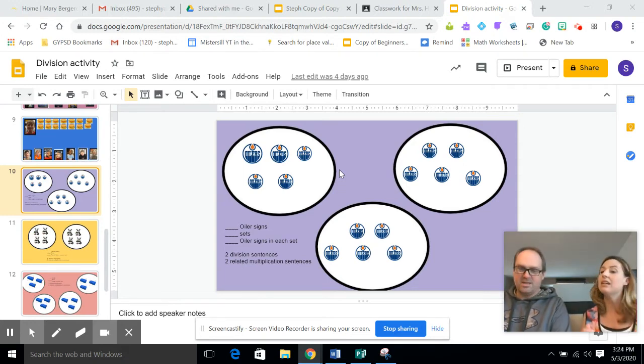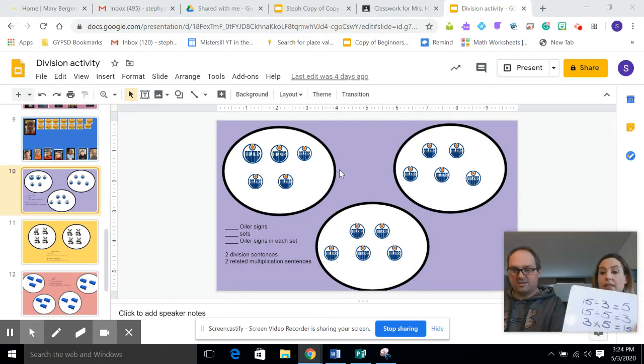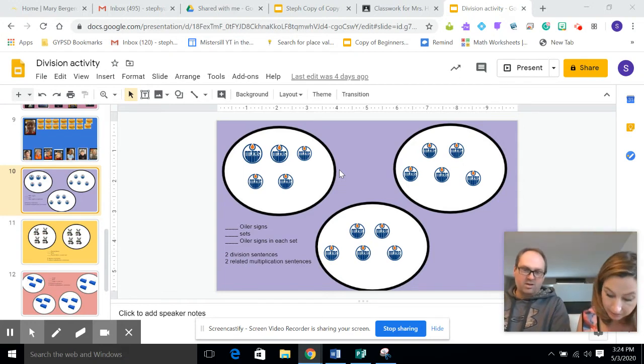Perfect. Now there are some related multiplication sentences that can go with this as well. So what would they be? So we could say there's 3 groups of 5, which equals 15. So 3 groups of 5 equals 15. Or what's the other one? You could say that there's 5 in 3 groups equals 15.